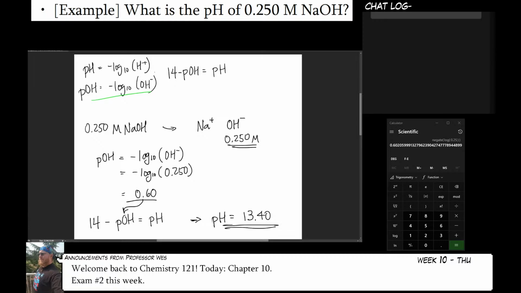So the pH of a solution of 0.250 molar sodium hydroxide would be 13.40. It would be very, very high pH. And that checks out because sodium hydroxide is a base. So its pH should obviously be higher than 7, and it is.